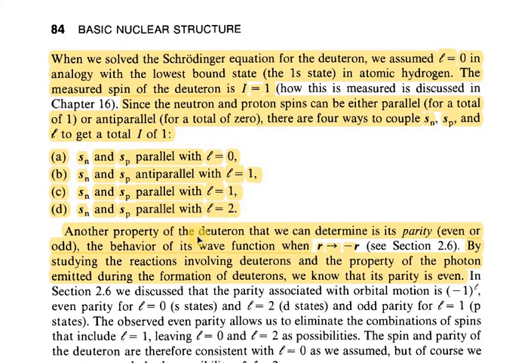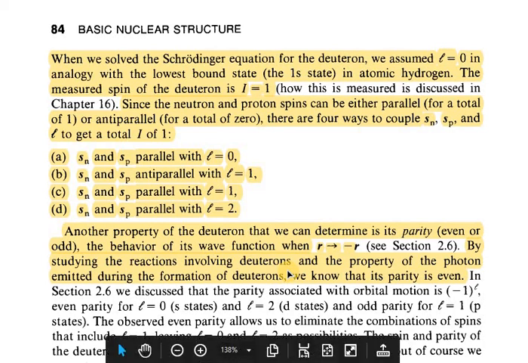Another property of the deuteron that we can determine is its parity, even parity or odd parity, the behavior of its wave function when r tends to minus r. By studying the reaction involving neutron and the property of the photon emitted during the formation of deuteron, we know that its parity is even.